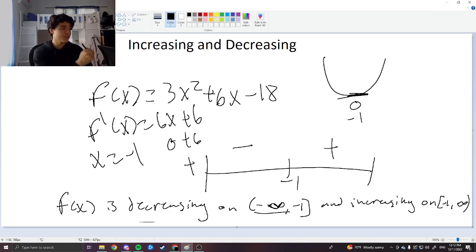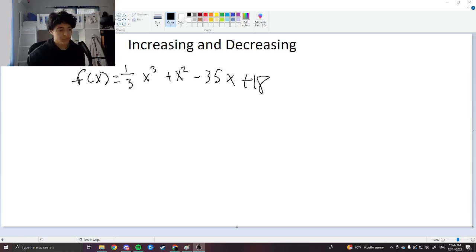From negative 1 to infinity, the slope is negative, and from negative 1 to infinity on the right, it's positive because it's a parabola. It looks like this. So let's try to do the same thing with this function right here. Y'all go ahead, pause it, try to find when it's increasing, when it's decreasing. Do it right now. All right, cool.